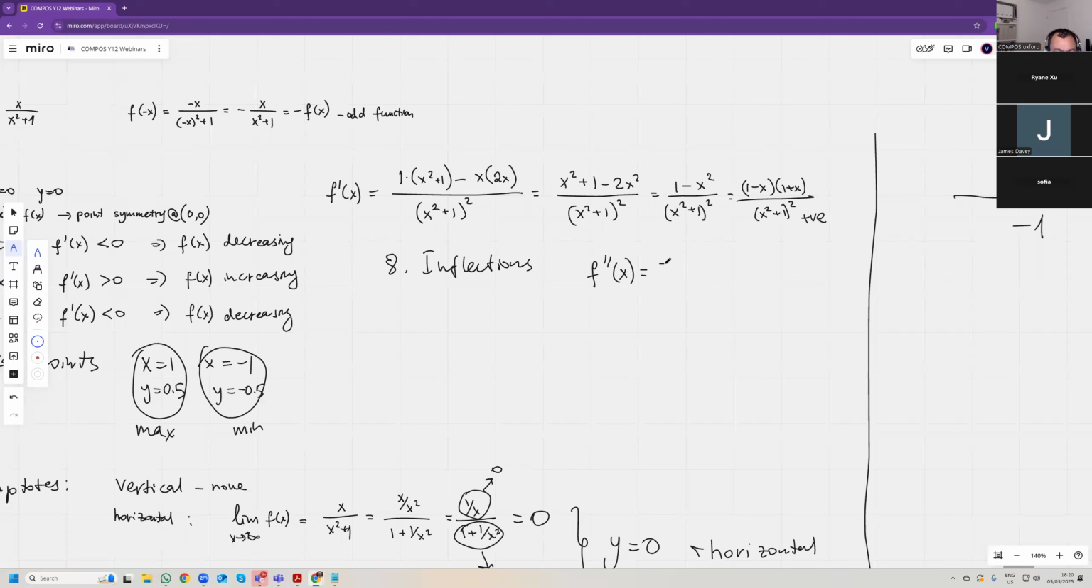So it's going to be minus 2x times x squared plus 1 squared, minus 1 minus x squared times 2 times x squared plus 1 multiplied by 2x, divided by x squared plus 1 to the power 4.